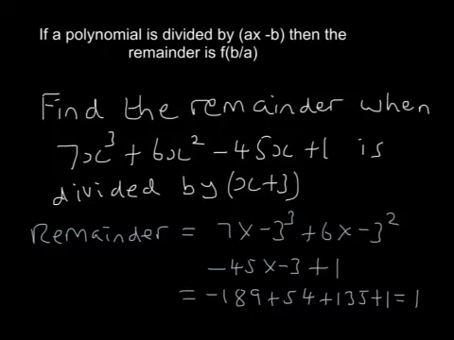So just to recap, what did I do to find the remainder? I made that bracket equal to 0, x is minus 3 to make that equal to 0, and then I put minus 3 into this polynomial. That was what this bit was all about.